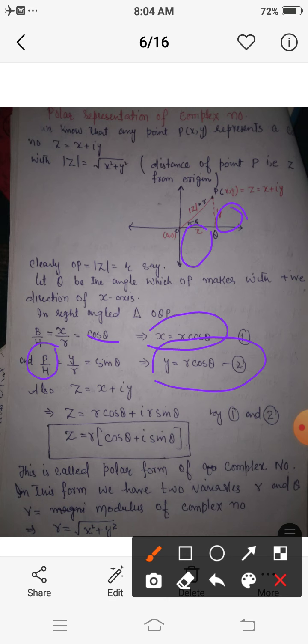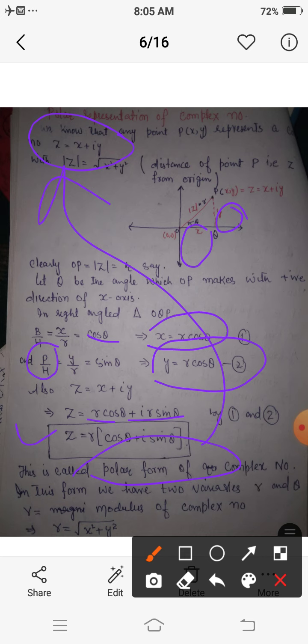Now here x = r cos theta, y = r sin theta, and the given complex number is z = x + iy, which implies that on substituting x and y, z = r cos theta + i r sin theta. Taking r common, z = r (cos theta + i sin theta). Now this is again a complex number, because we have here iota. This form of a complex number is called the polar form of a complex number, whose Cartesian or general form is z = x + iy.